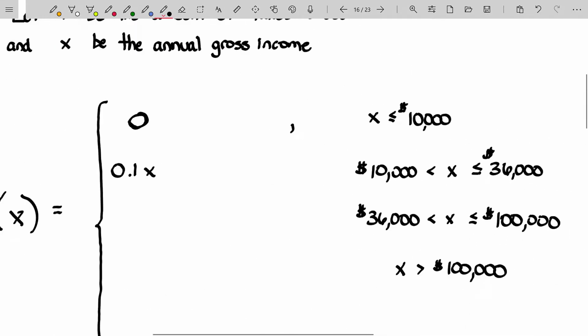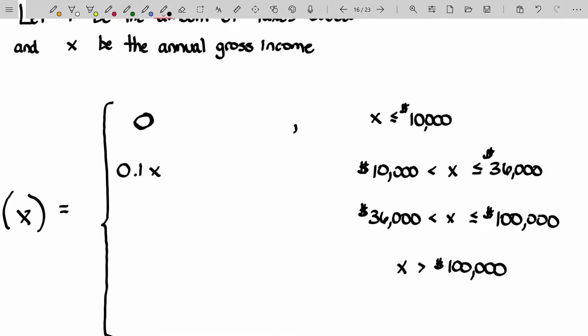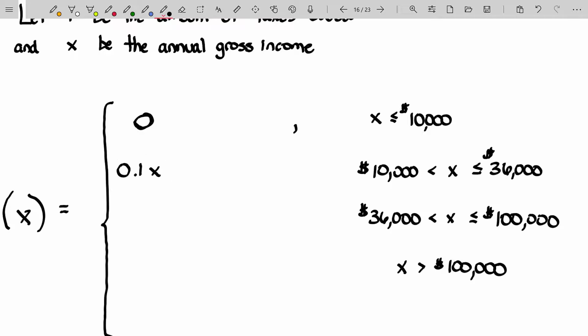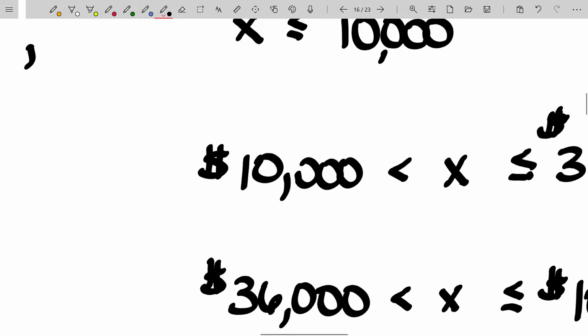So for example, let's pretend that you made $11,000. If this were the formula, then you would owe 10% of 11,000, which is $1,100. But that's not true. The first 10,000 you're not taxed on. You're only going to be taxed on the extra 1,000 above 10,000 that you earned. So you don't want to pay $1,100 in taxes. You're actually only supposed to pay $100.